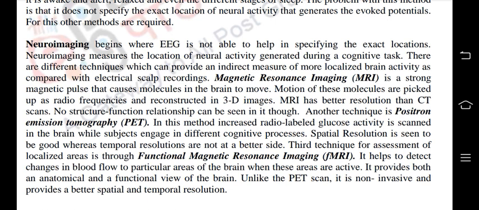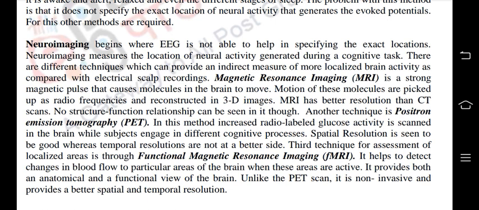There are different techniques which can provide an indirect measure of more localized brain activity as compared with electrical scalp recordings. Magnetic resonance imaging, the MRI scan, we might have already heard about this, uses a strong magnetic pulse that causes molecules in the brain to move. Motion of these molecules is picked up as radio frequencies and reconstructed in 3D images. MRI has better resolution than CT scans. No structure-function relationship can be seen in it though.